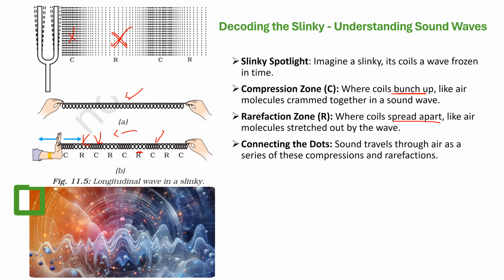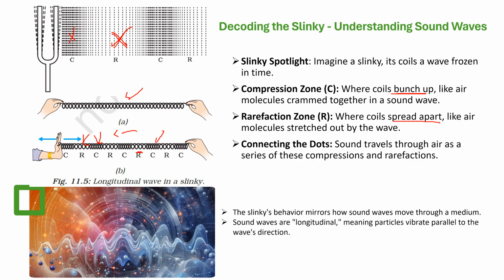So let's connect the dots now. Sound travels through air as a series of compressions and rarefactions. See, what is the similarity between both the cases? In both the cases, we see compressions and rarefactions. It means when we connect the dots, sound travels through air as a series of these compressions and rarefactions. The slinky's behavior mirrors how sound waves move through a medium. Sound waves are longitudinal, meaning particles vibrate parallel to the wave's direction.